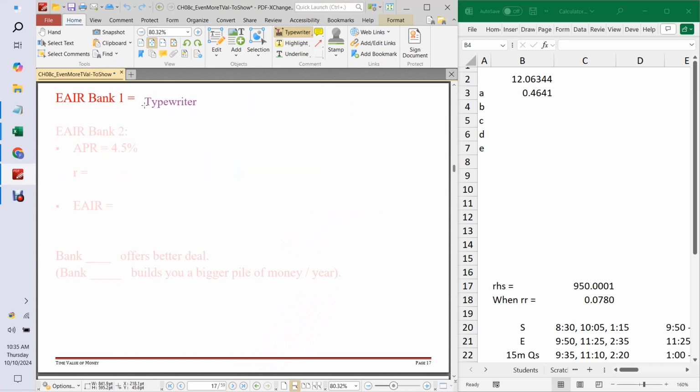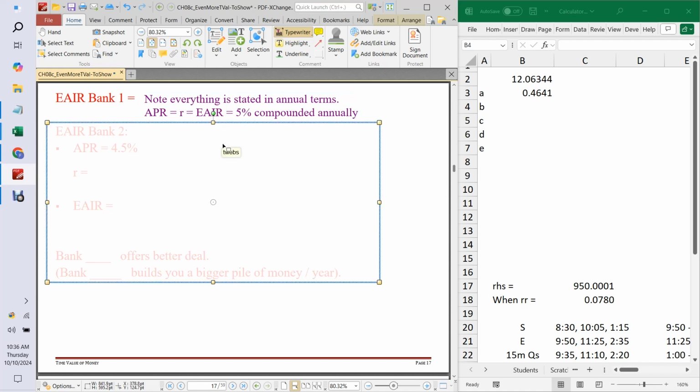Okay, so the EAIR for Bank 1, you want to notice here, everything is stated in annual terms, so clearly they're measuring time in years. They've already got a native R measuring time annually, so in this case, the APR is equal to R, which is equal to the EAIR, 5% compounded annually. All right, so that makes it easy for bank one.